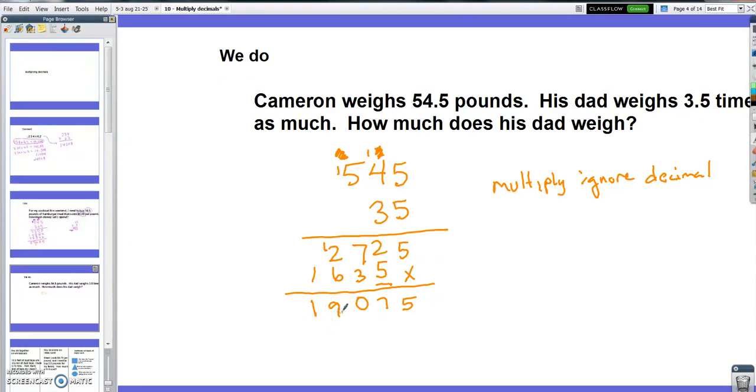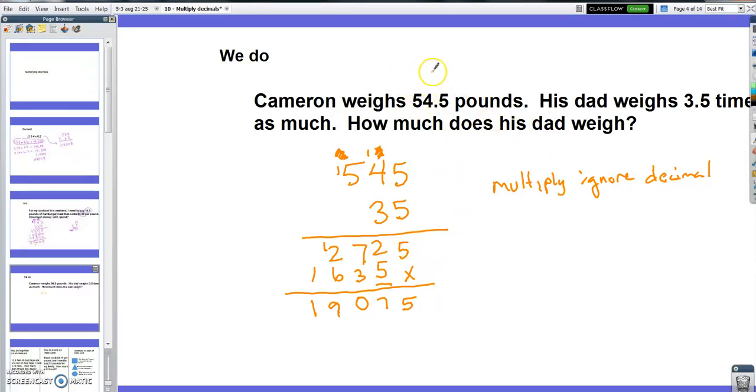So Cameron's dad does not weigh 19,075 pounds. Completely unreasonable answer. But what he does weigh is a number of pounds that has these digits in it. The decimal might go here, here, here, here, here, or here. But these are going to be the digits in the answer, based on that thing we did at the beginning, where no matter where I put the decimal, I got the same numbers. So all I have to do is figure out where to put the decimal.